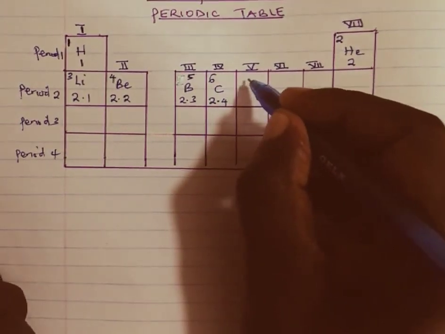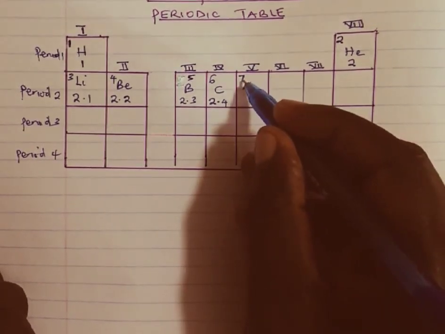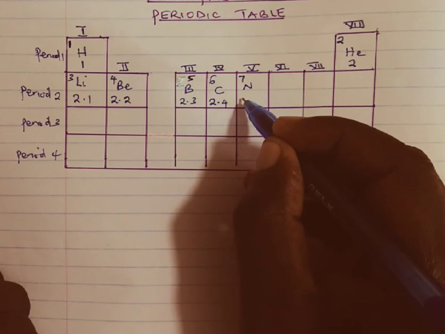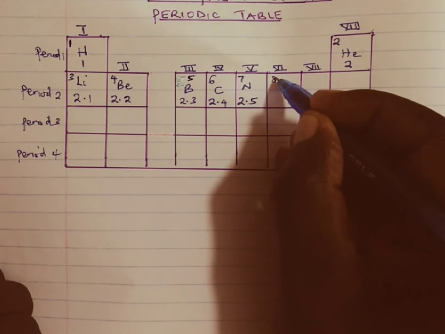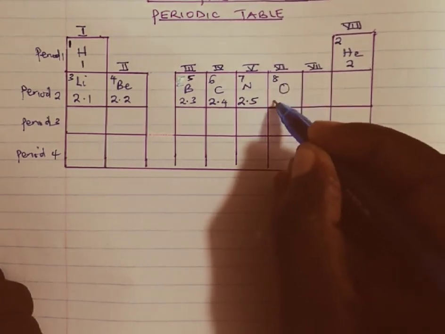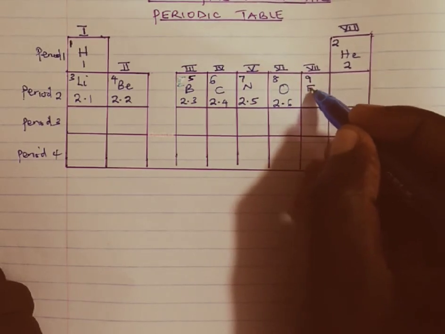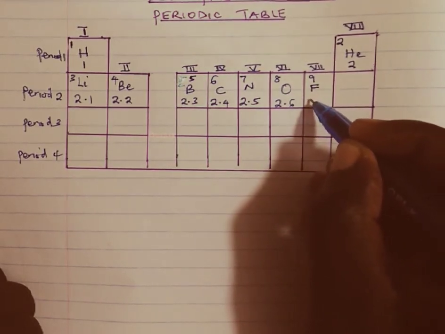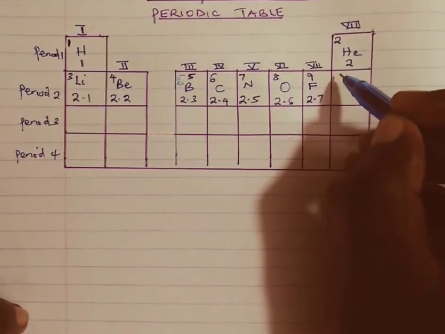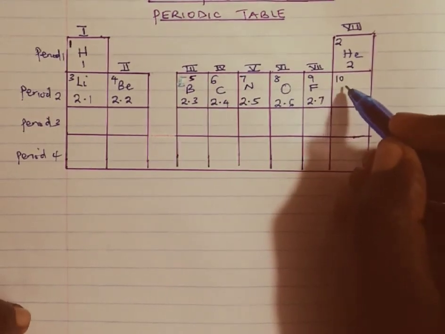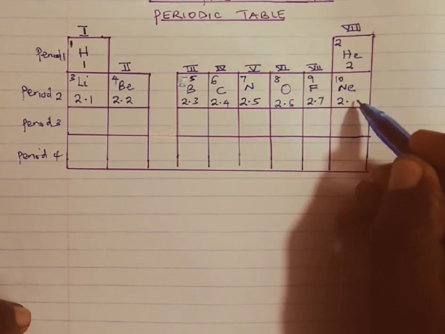We have number 7, which is nitrogen. Nitrogen in atomic number 7 has an electron arrangement of 2, 5. Then number 8, we have oxygen with an electron arrangement of 2, 6. Then number 9, we have fluorine with an electron arrangement of 2, 7. Then we have number 10, which is neon with an electron arrangement of 2, 8.